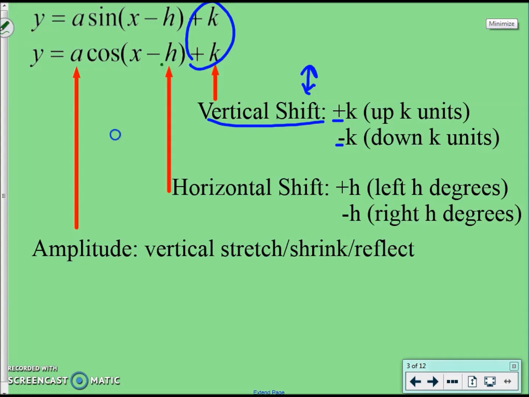Now this h value here, again, like in all these functions, it's either in the parentheses or under a square root sign or something like that, or under a radical of that nature. That's our horizontal shift. Like the horizon, it's left or right. If it's positive h, so if we have an x plus h situation, you're shifting to the left, which seems counterintuitive. And if it's negative h, so x minus h, you're going to shift to the right h degrees. Okay? So let's take a look at how this plays out with our trigonometric functions.